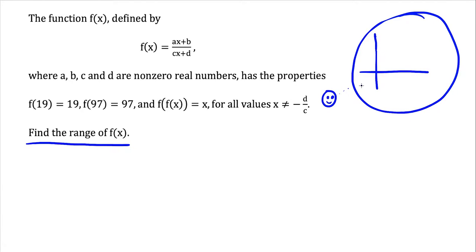So what I imagine here is that if I look at the line y equals x, and this is not going to be drawn to scale, at 19 we're going to hit this point at y equals 19. And then when x is equal to 97, y is going to be equal to 97. So we're going to be on the line y equals x.